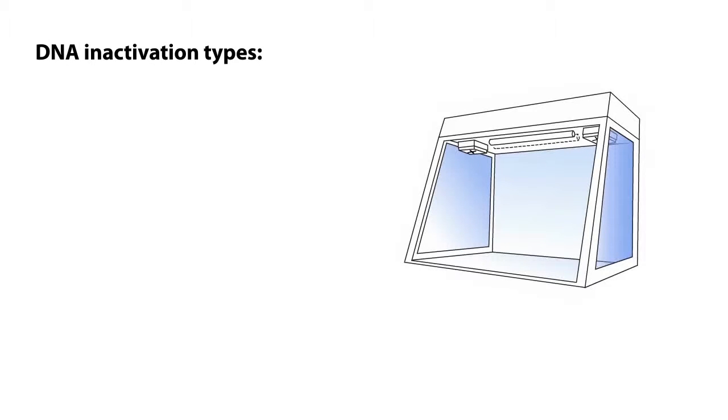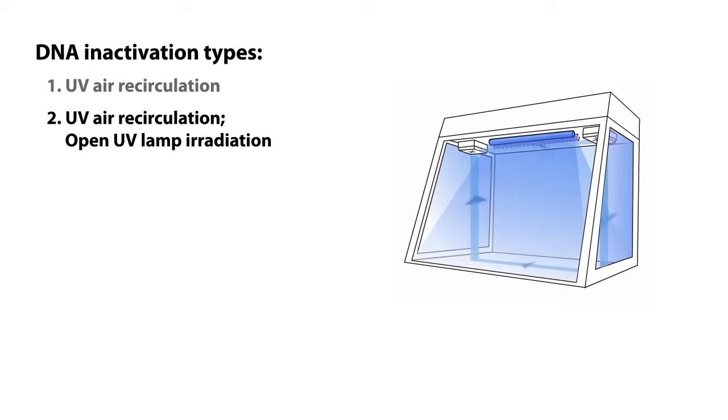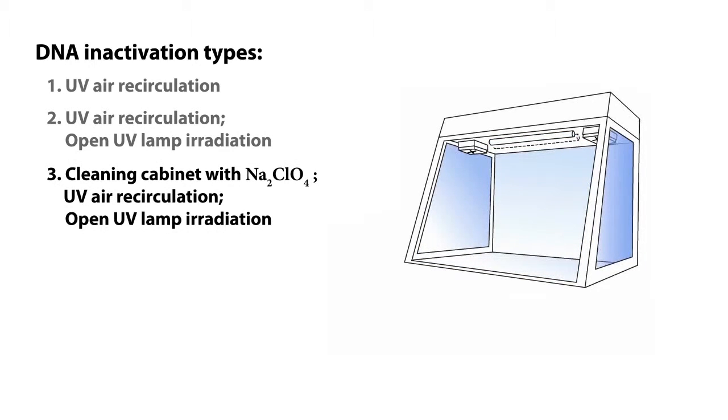The experiment goals are to check the efficiency of following DNA inactivation types: UV air circulation, UV air circulation combined with open UV lamp irradiation, washing cabinet surfaces with natrium chlorate, followed by UV air circulation and open UV lamp irradiation.